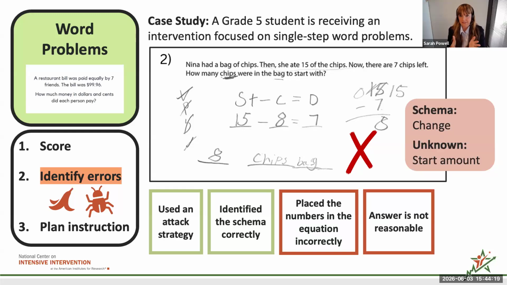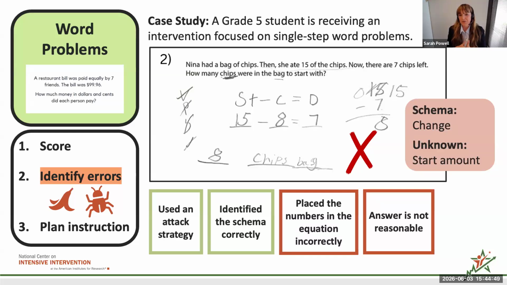They write ST minus C equals D. Well, we could talk about that for another time. But start minus a change. And they see that there's a decrease in the number of chips as Nina eats those chips. So they have that minus sign there. So lots and lots of really great things going on. So they've used their attack strategy with the UPS check, and they've identified the schema correctly. But then, where the student went down an incorrect path is they placed the numbers in the equation incorrectly.